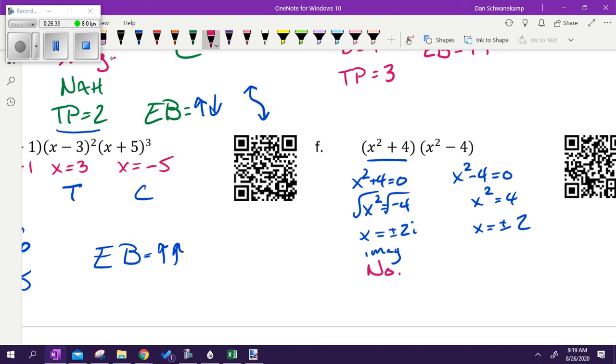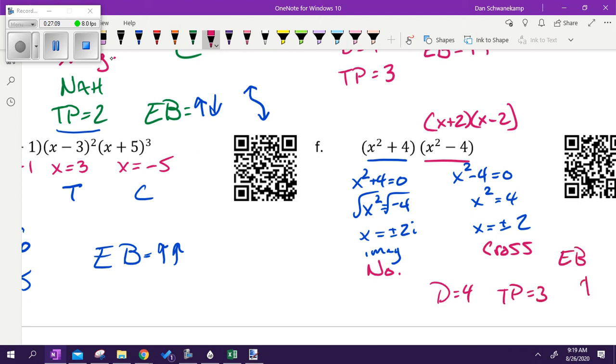And why is it cross? Because think about what this means. X squared minus 4, they just didn't factor it into x plus 2, x minus 2. That square doesn't mean that the answer is happening twice. That square means there are 2 answers. They haven't factored it yet. If you factored it and got x plus 2 and x plus 2, then the multiplicity is 2. But here, it's just describing 2 different answers. That's why it's cross. My degree would be 4, my turning points would be 3, and my ending behavior would be up, up.